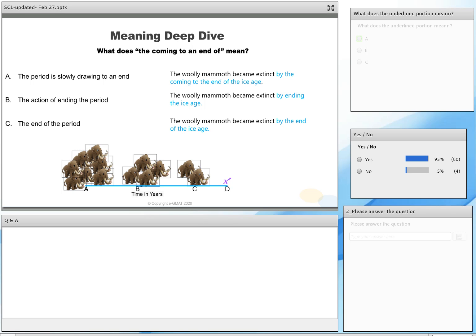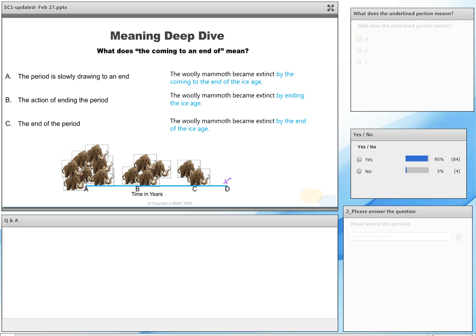So by the coming to the end really gives us that difference in meaning. I'm glad to see the majority of you are seeing the difference in this. And for those few of you that aren't, by the end just means at some point, by the end of this, there were no more woolly mammoths.